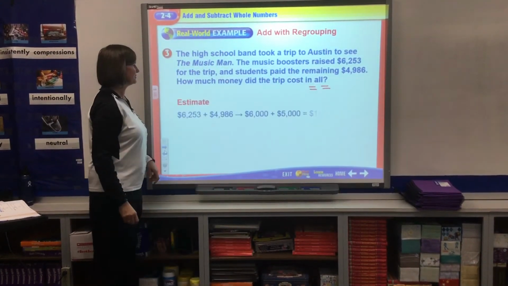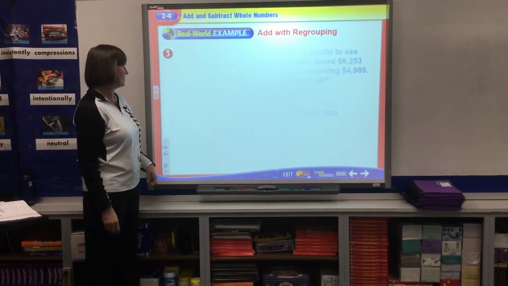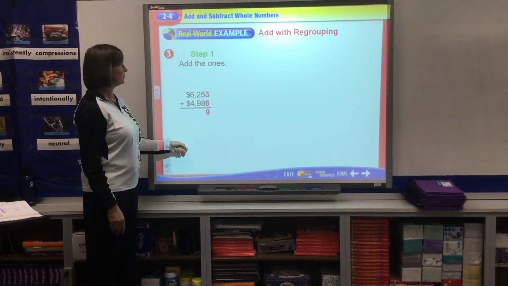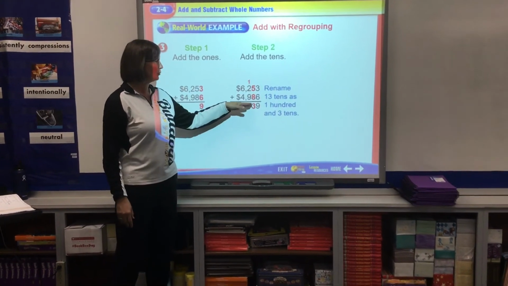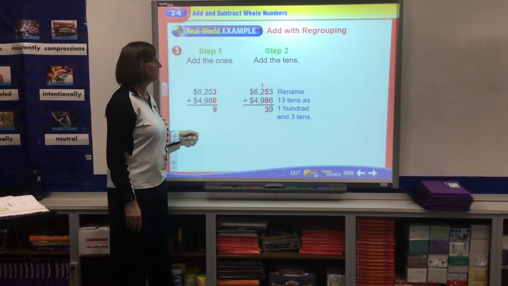All right, and I think they'll take us through. They got an estimate, they rounded and got an estimate of 11,000, and then they're going to take us through the steps just like we went through. They added the ones. They're adding the tens. This is where they were regrouping. Since 5 plus 8 was equal to 13, you put the 3 down and you carry the 1.